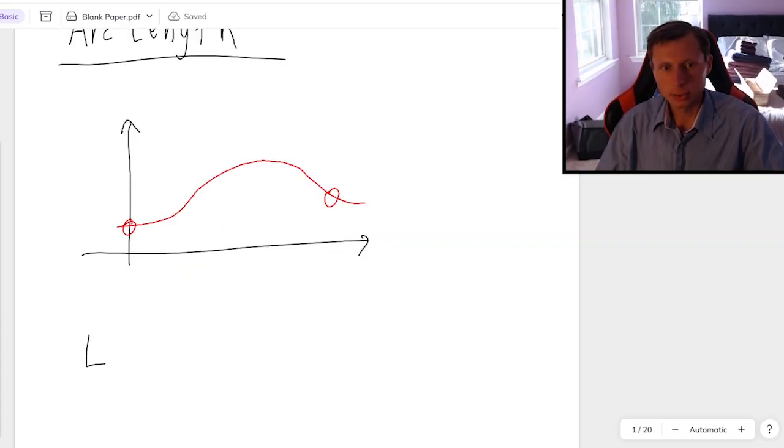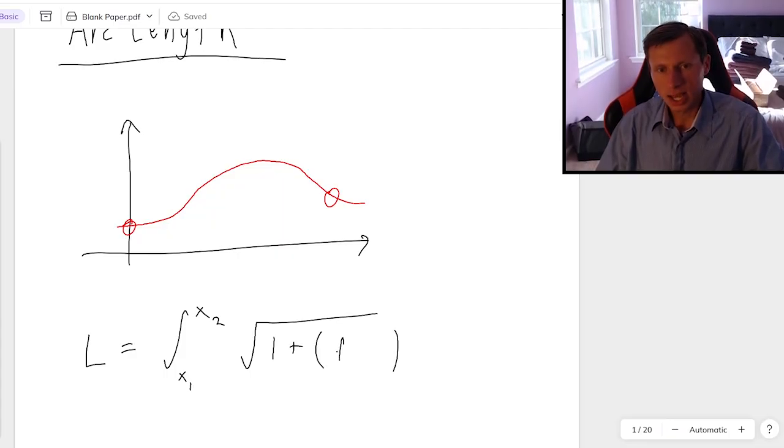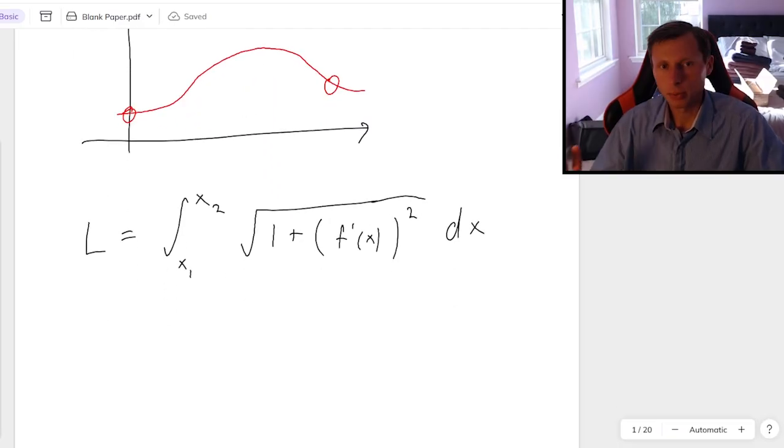And here's how. Here's the formula. L, arc length, is equal to the integral from x1 to x2 of the square root of 1 plus, put this in parentheses, f prime of x, the derivative, that whole thing is squared, and then we'll cap it off with a dx.